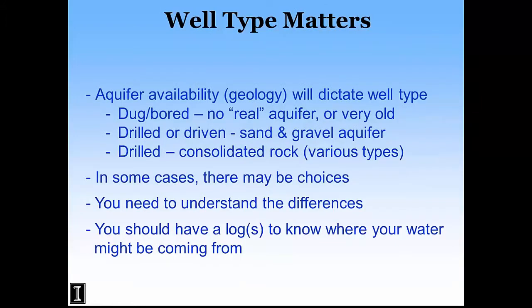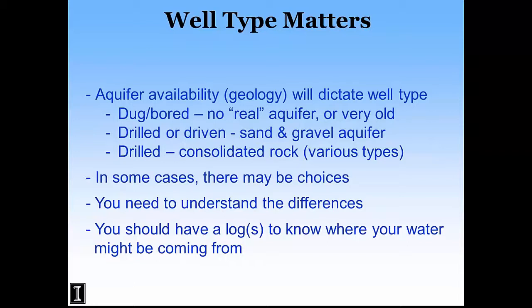So well type matters, and there's really three types of wells: dug and bored wells, and those are generally either where there's really no aquifer, or it's a very old well that was hand dug because that was the available technology at the time. Otherwise, they're either drilled or driven in the sand and gravel aquifer, which means they have a well screen, or they're drilled into consolidated bedrock, which is the sandstone and dolomite and limestone that many folks have, or granite around the country.